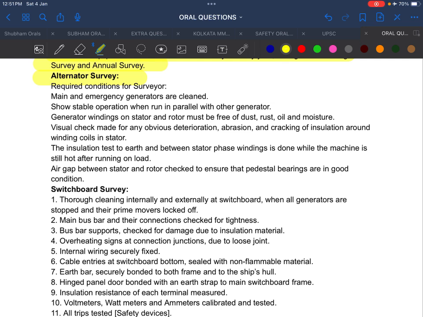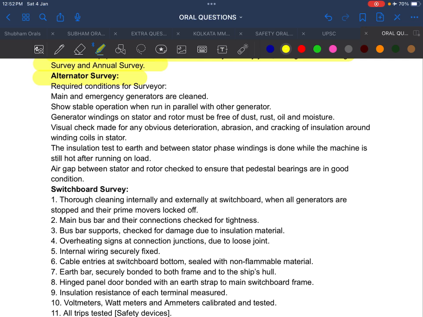and if there is no voltage, what we have to do, how we can do the flashing, from where we can do the flashing, everything related to the alternator I already explained in my video. You go through the video and you can understand the alternator very easily. You go through my video. Okay, so there is an alternator survey.